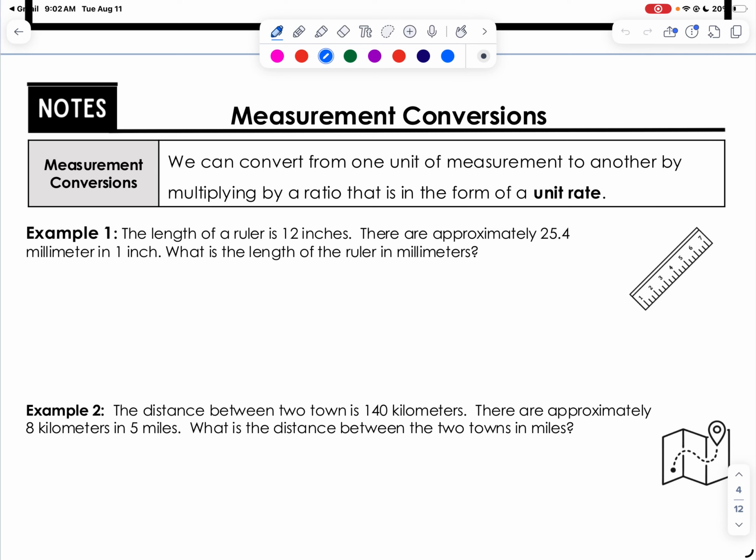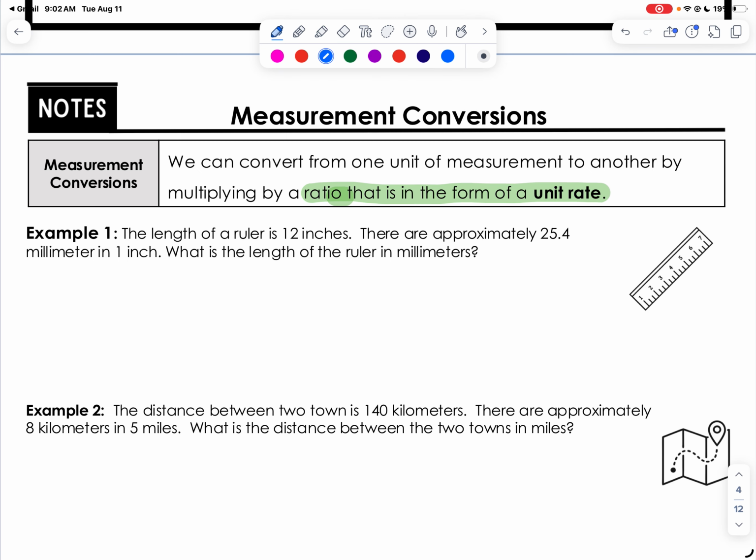In today's lesson, we will be exploring measurement conversions. Now, we can convert from one unit of measurement to another by multiplying by a ratio that is in the form of a unit rate. Let me give you an example of what that means.